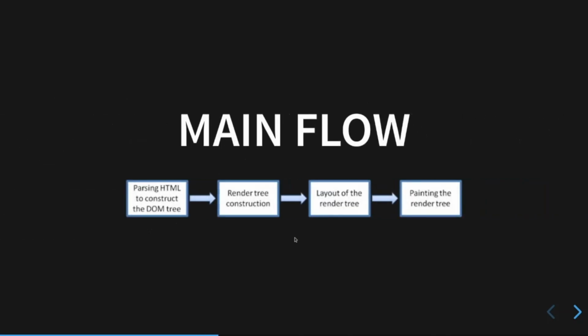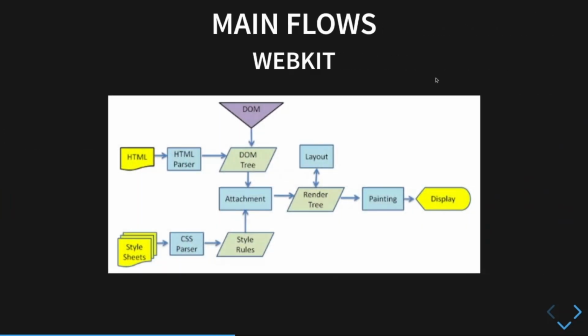So the next page is the main flow. The main flow consists of parsing HTML to construct the DOM tree, render tree construction, and layout of the render tree. After all, comes painting the render tree. So let's go into the WebKit engine. WebKit does many things.